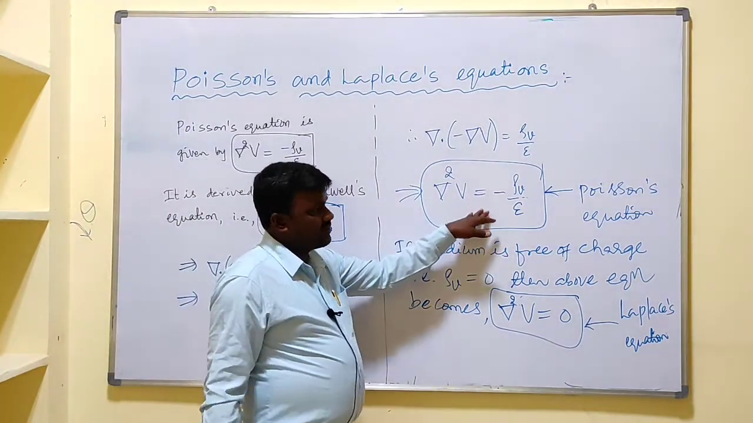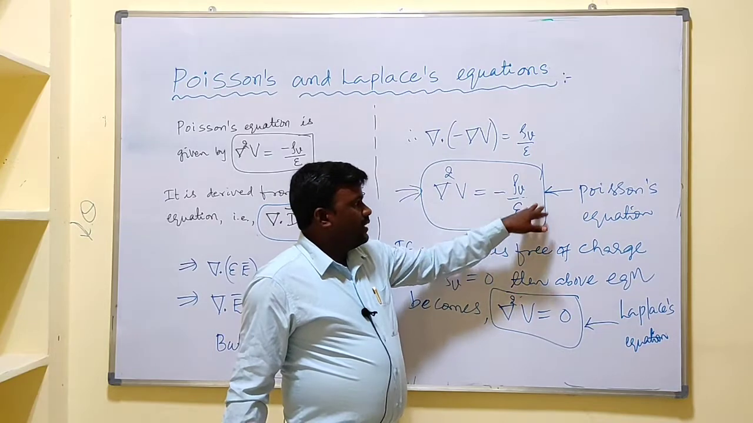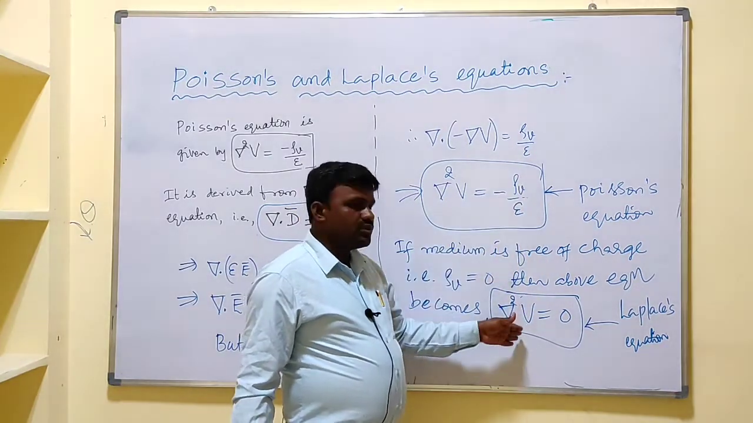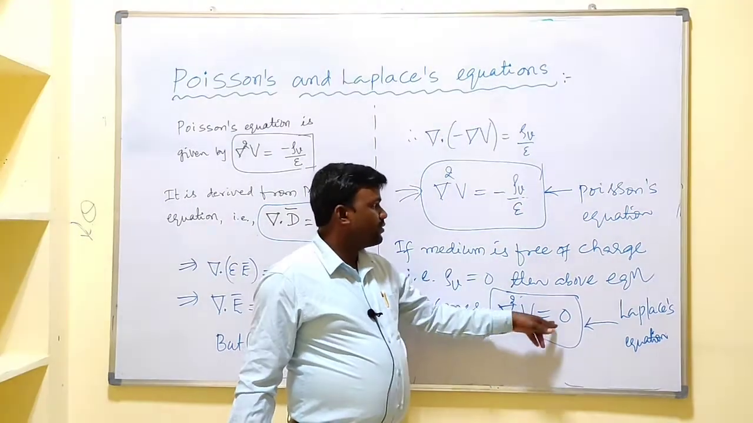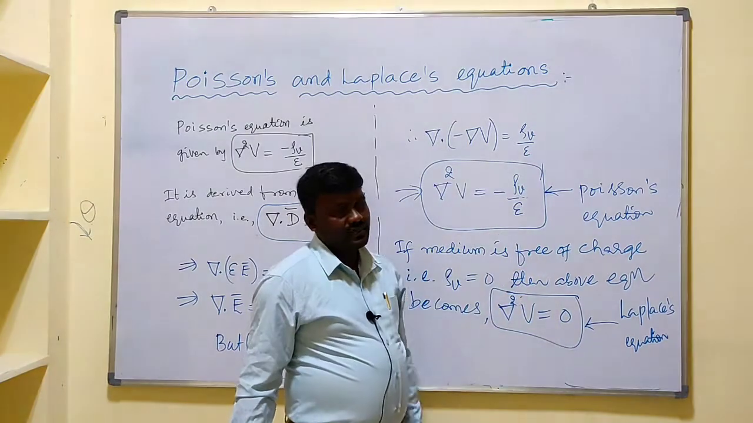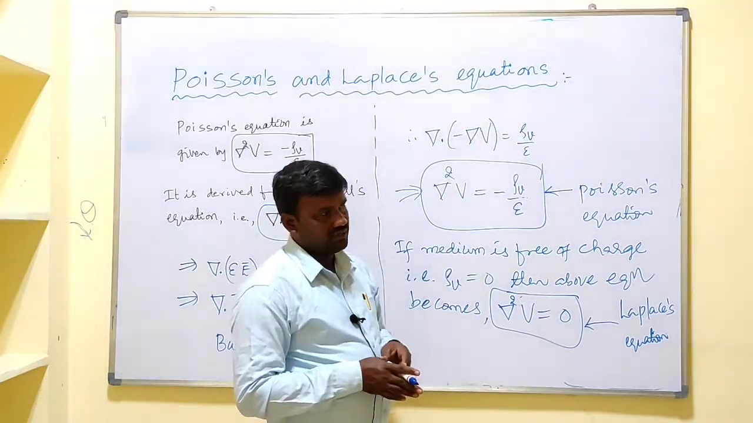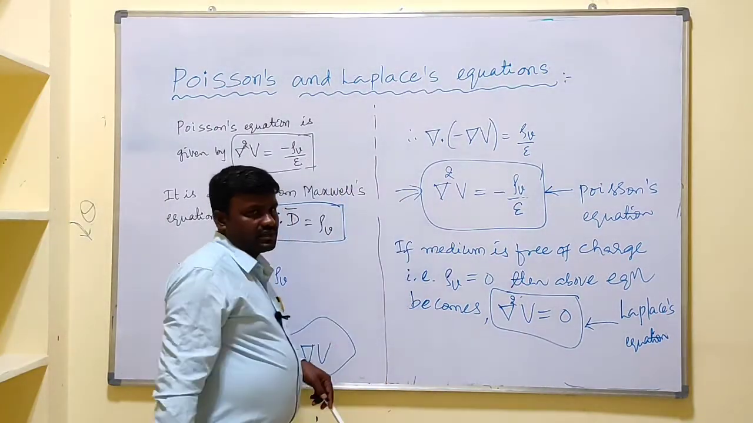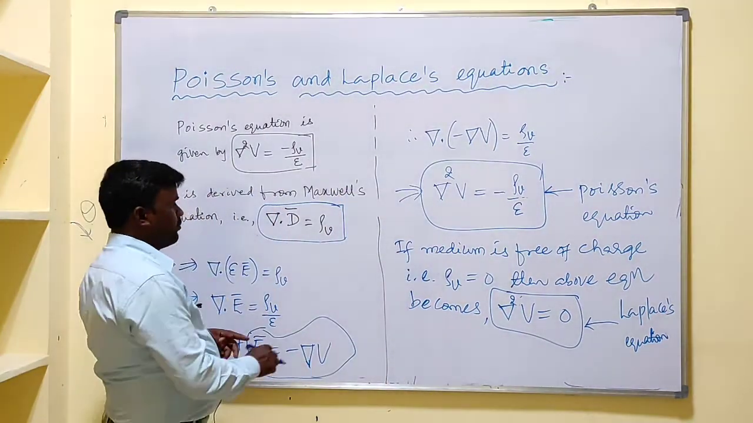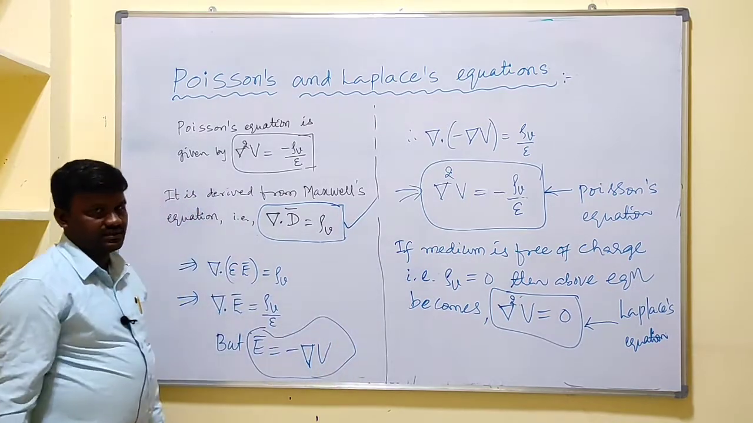Here I have Poisson's equation. In the Poisson's equation, if rho V equals 0, we get del square V equal to 0. Laplace equation is nothing but the special case of the Poisson's equation. This is all about the derivation of Poisson's and Laplace equation by using Maxwell's equation.